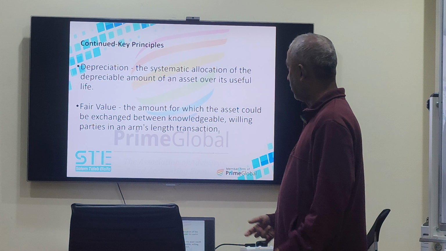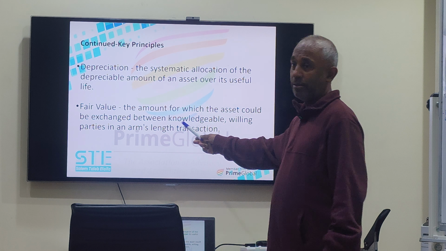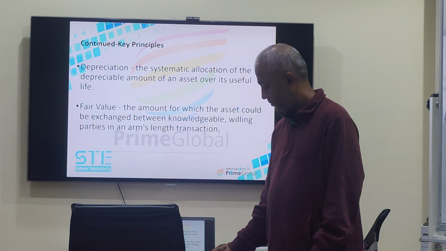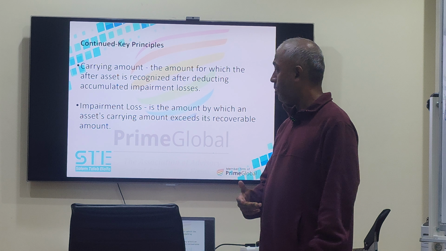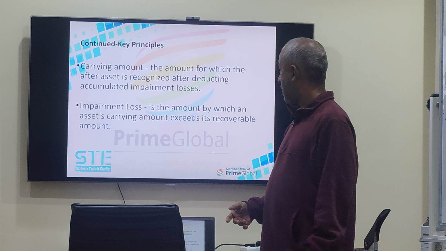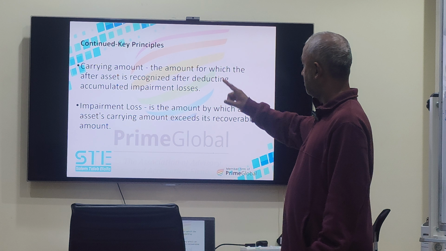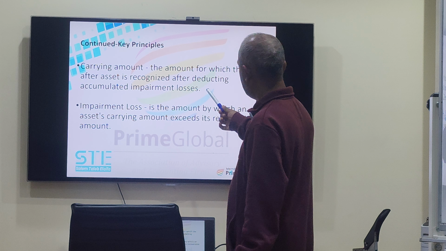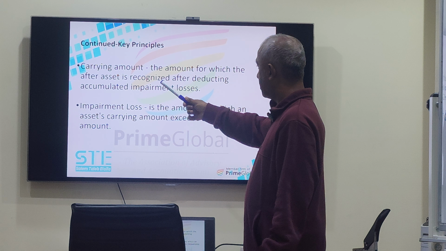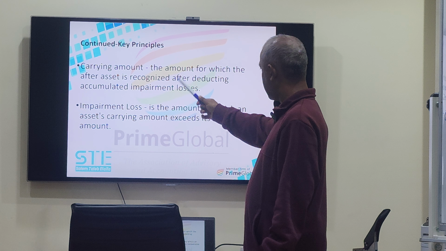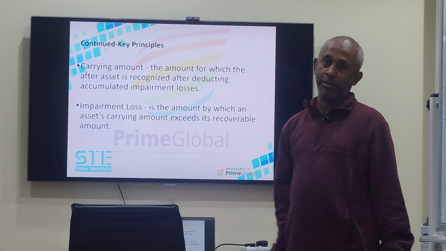Fair value is the amount for which the asset could be exchanged between knowledgeable, willing parties in an arm's length transaction. Carrying amount is the amount for which the asset is recognized after deducting accumulated depreciation and impairment losses. Actually, there is something missing here, so please note that.